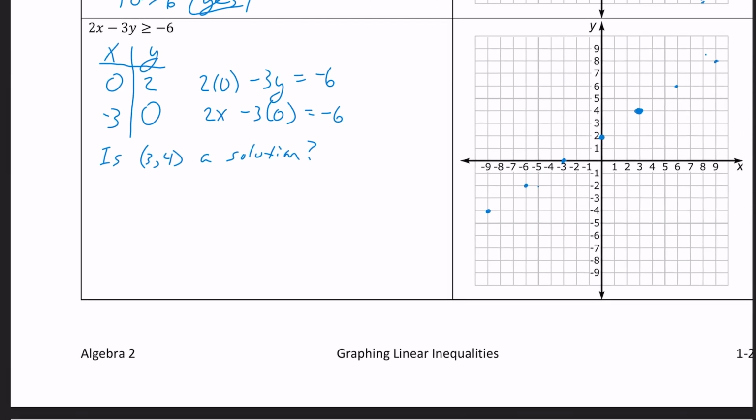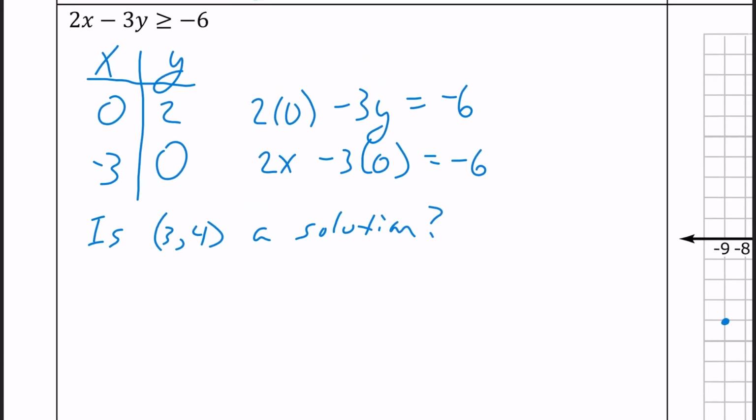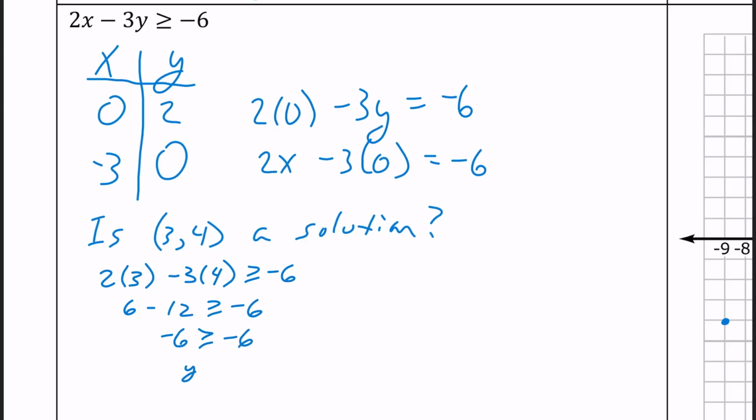The way that we test to see if it's a solution is we take the form of the structure and we substitute. So we have 2 times 3 minus 3 times 4. Is that greater than or equal to negative 6? Well, that would be 6 take away 12 greater than or equal to negative 6. So is negative 6 greater than or equal to negative 6? Yes. It's not greater than, but it's equal to.